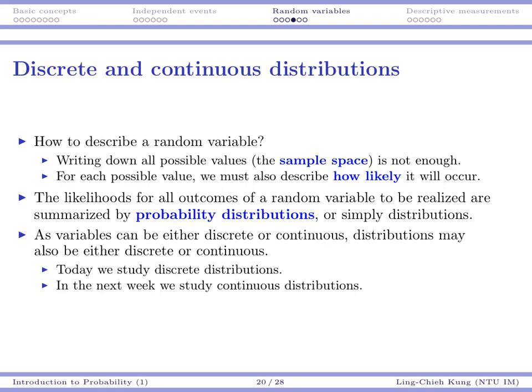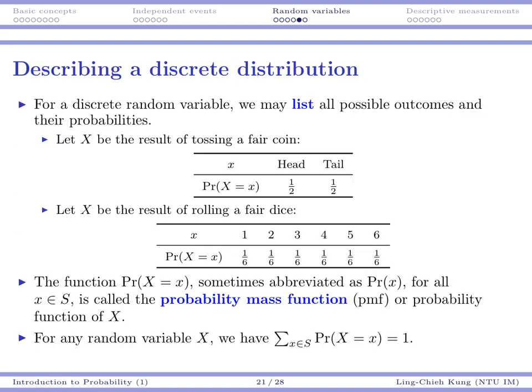A probability distribution is just, for the examples you will see today, a table listing possible values and their likelihoods or probabilities. Okay? Today, we will only talk about discrete distributions because they are easier to understand at the beginning. In the next week, we will talk about continuous distributions and some more applications. So let's start with this example.